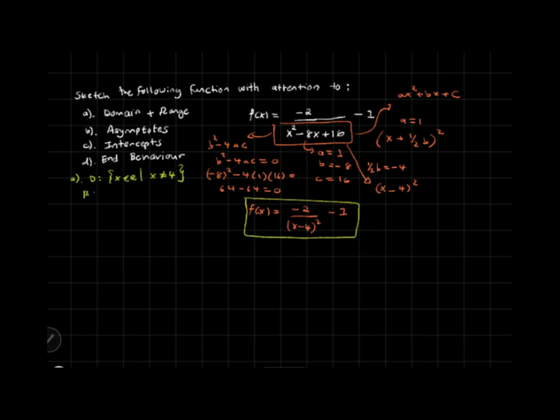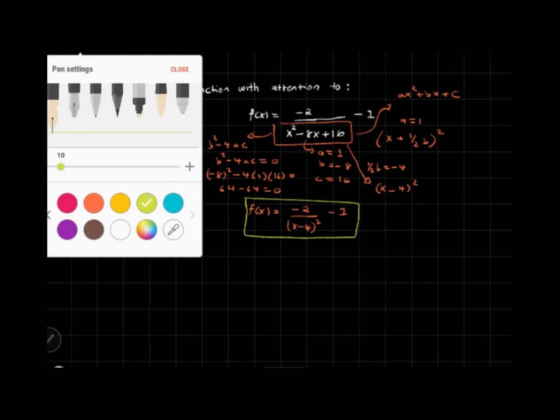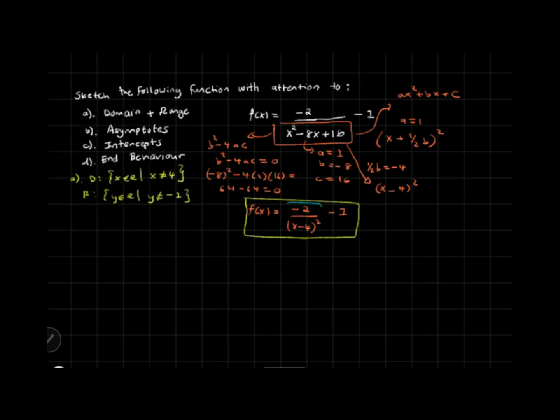If we take a look at the range, we can say y belongs to the set of all real numbers, but y here cannot equal -1. And the reason y can't equal -1 is because this portion here cannot equal 0. And the reason this cannot equal 0 is because a fraction can only equal 0 when the numerator is 0. In this case, the numerator is -2. It can never be 0, so 0 minus 1 doesn't happen. So that's why y cannot equal -1.